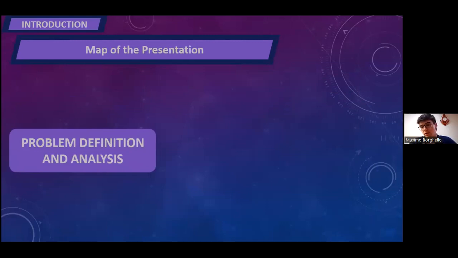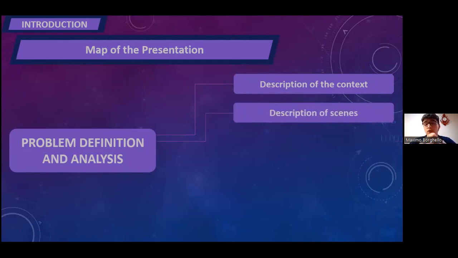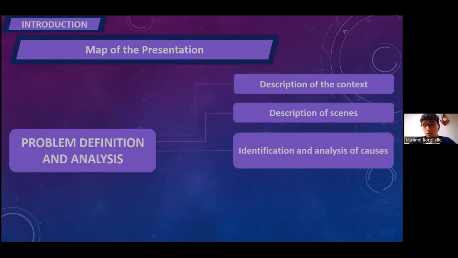Let's speak about the map of the presentation. The presentation is organized as follows. We first are going to talk about where the problem is, and that is the description of the context. Then we are going to talk about the description of the problem and the specific areas where the problem is. That is called description of scenes. Also, we are going to talk about causes and consequences, identification, analysis, and describe them.